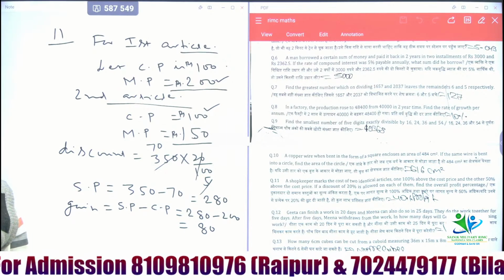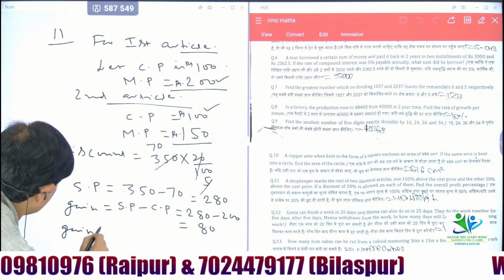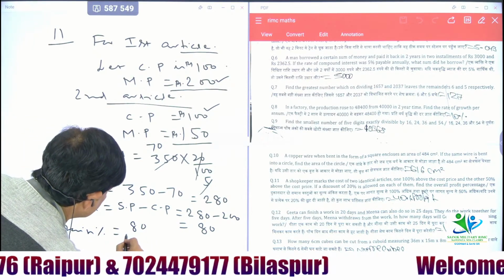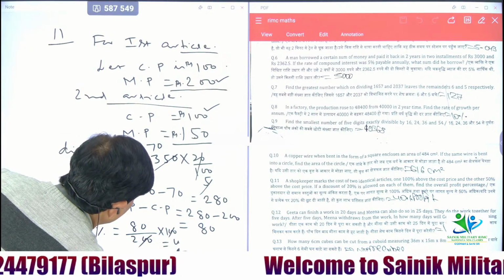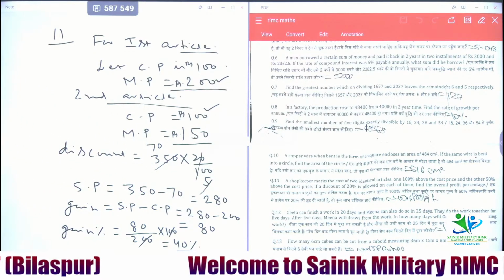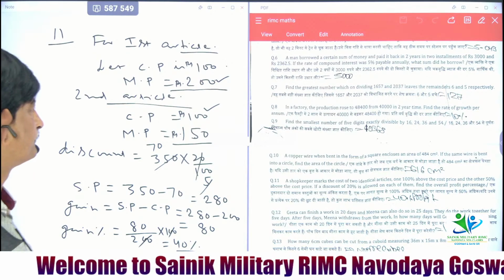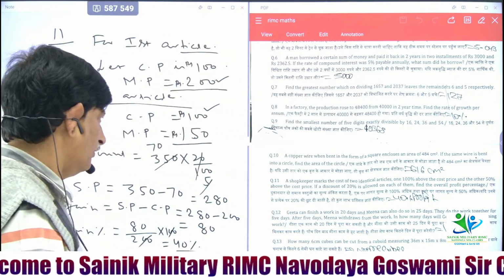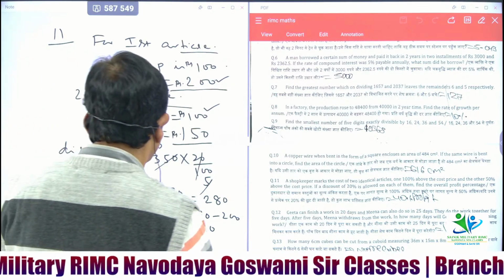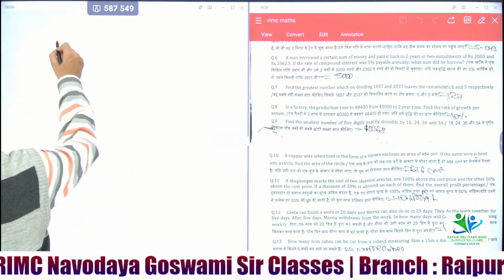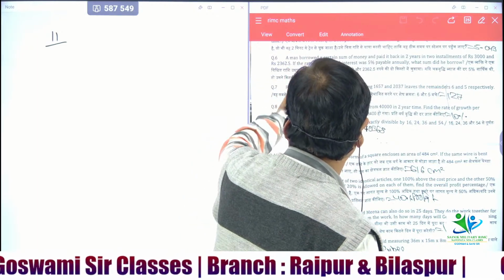Gain percent and loss percent is always calculated on CP. Therefore, gain percent is equal to gain upon CP into 100 and cancelled here, and you get 40% gain. तो 20% डिस्काउंट देने के बाद भी वहाँ गेन हो रहा है, and that gain is 40%. So you also form the equation and CP को 100 लेट करके भी बना सकते हैं. Question number 11 is already done.